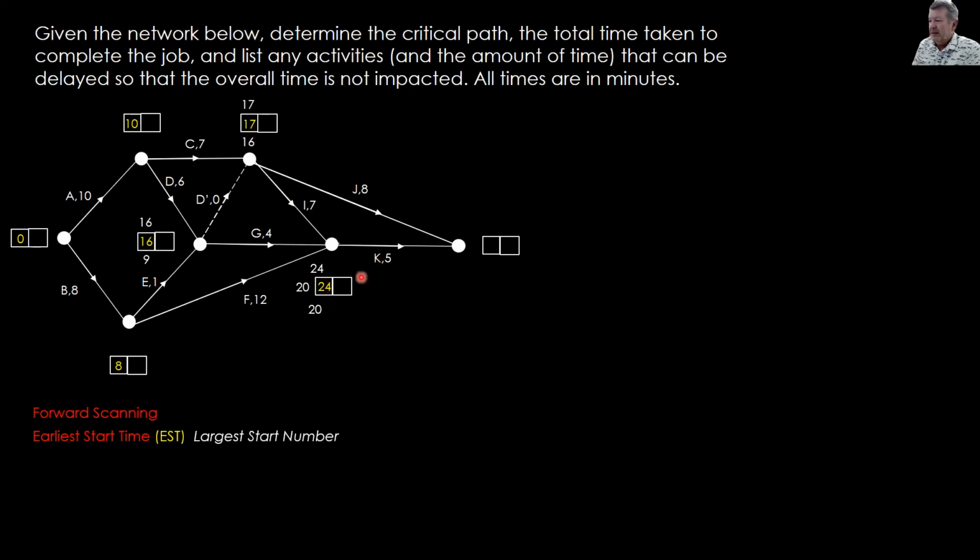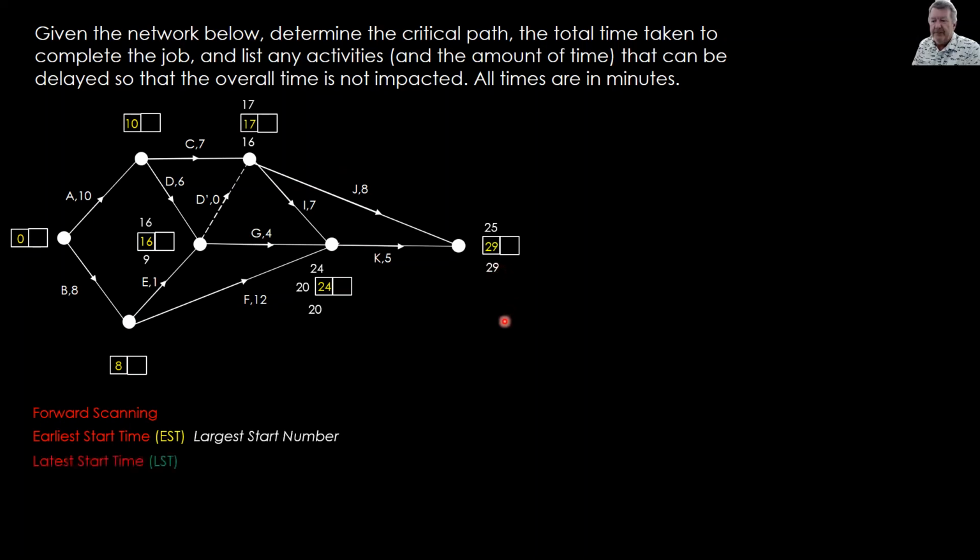Last vertex. Let's come along here. Now we've got 2 coming into it, so we're just going to do top and bottom. Let's do the bottom first. 24 plus 5 is 29. 17 plus 8 is 25. Bigger number is 29. So there's our completion time, 29 minutes.